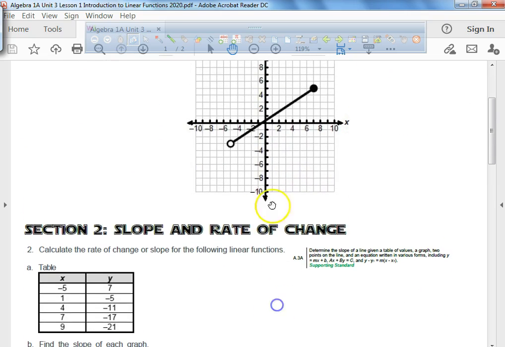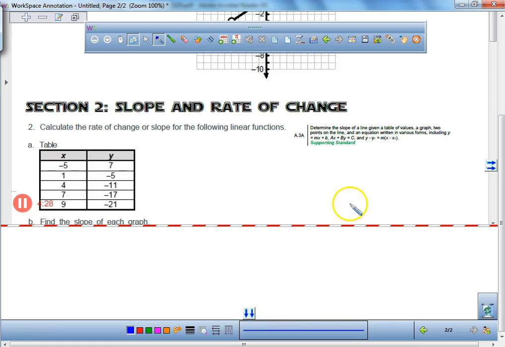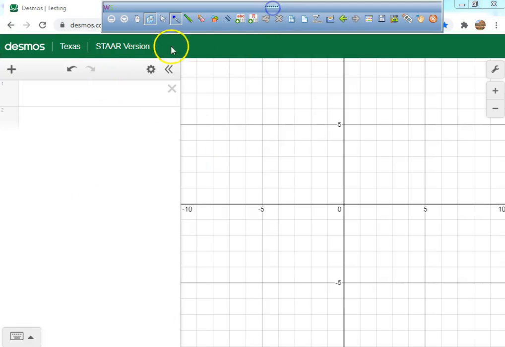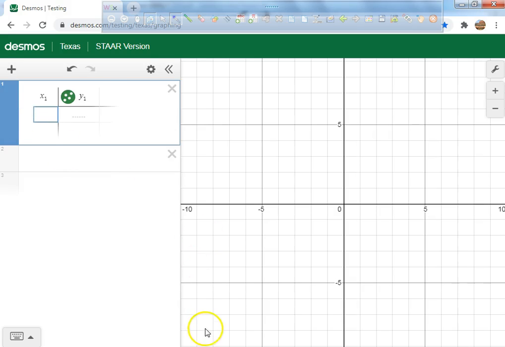Now what we're going to do is talk about slope and rate of change. So we are going to go over to Desmos. We're going to go over to Desmos test mode right here, and you can find this Desmos test mode STAR version. This is what you can use on a STAR test, and we're going to actually build a table. Okay, so when you build a table, you hit this little plus sign.